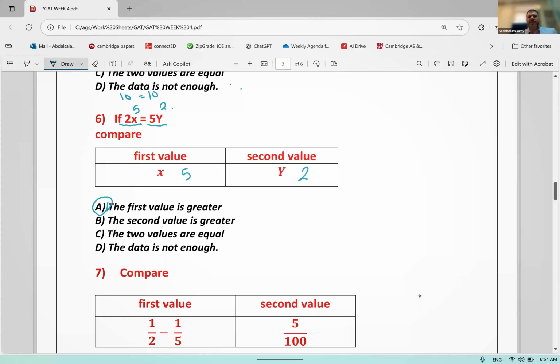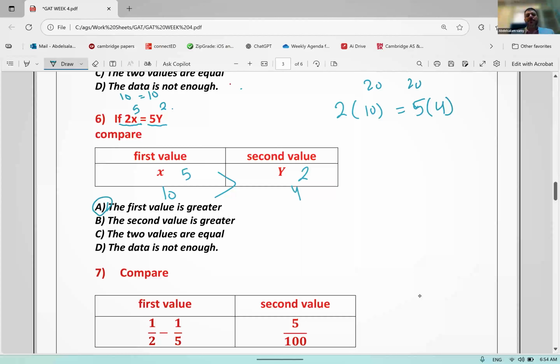Mister, can I consider different numbers? Yes, it's up to you. You can consider x as 10 and y as 4, because it will be 20 and 20. In the same case, it will be 10 here and 4 here, so x is still greater. Use any scenario, x is still greater.